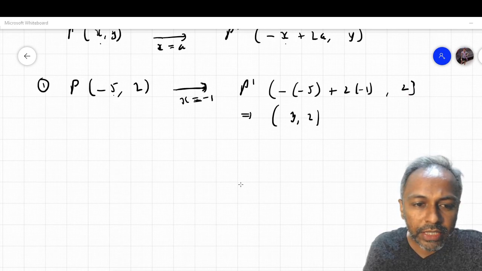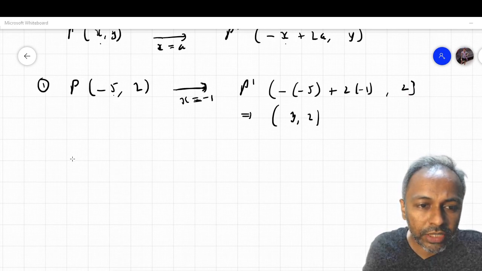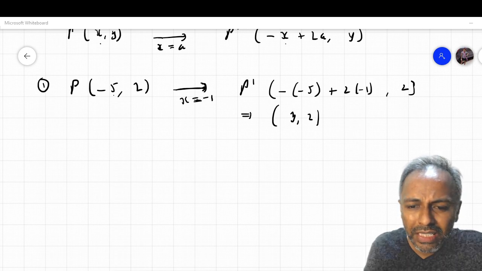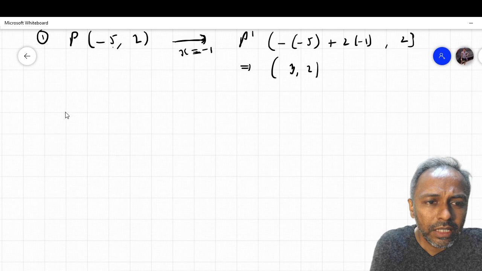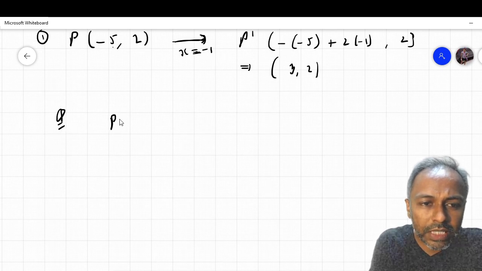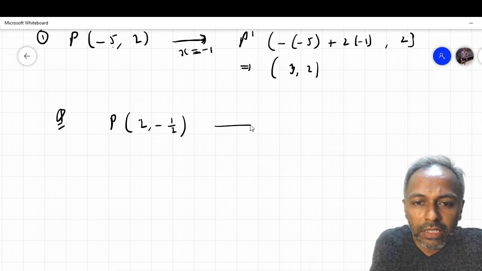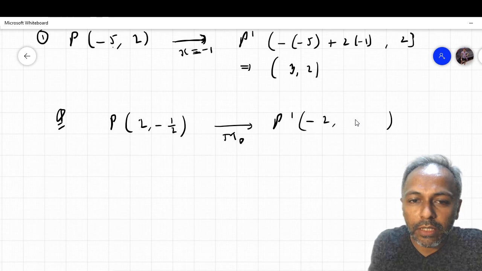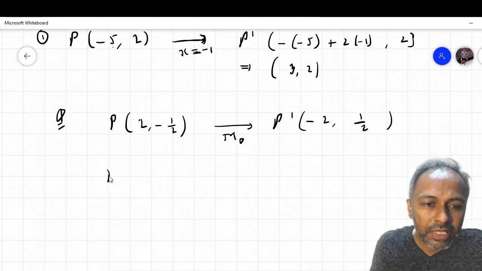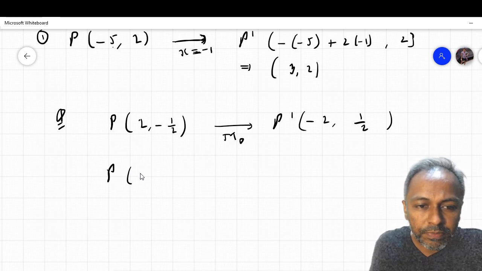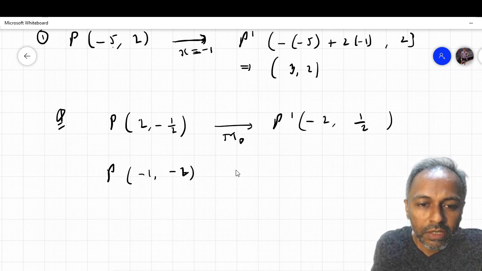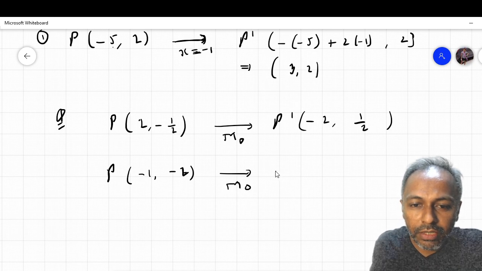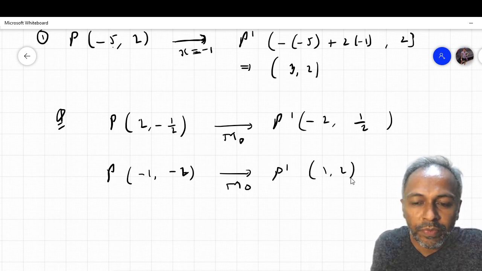Let us now turn our attention to what would have happened if the reflection is about the origin. I think that's easy for us to understand. Reflection about origin. So let's take a question: P (2, minus half). Then reflection about origin, O indicates origin, will change the sign of both the coordinates, which becomes (minus 2, half). Let's take one more. P is say (minus 1, minus 2). It's going to be in similar fashion, P dash becoming (1, 2), and so on.